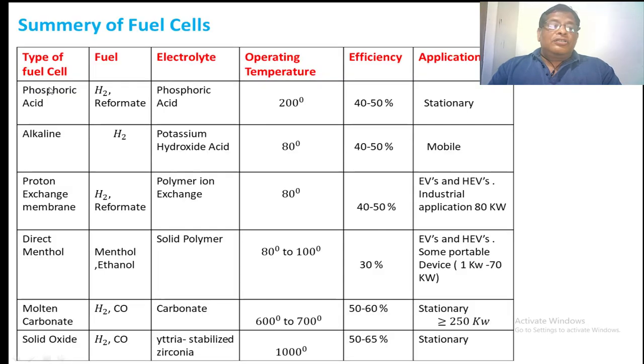Summary of the fuel cells. These are the different fuel cells we have studied up to here. These are the fuels we have used. These are the different electrolytes for the different fuel cells. These are the different operating temperatures. These are the different efficiencies of a fuel cell. These are the different applications where we are using the fuel cell.